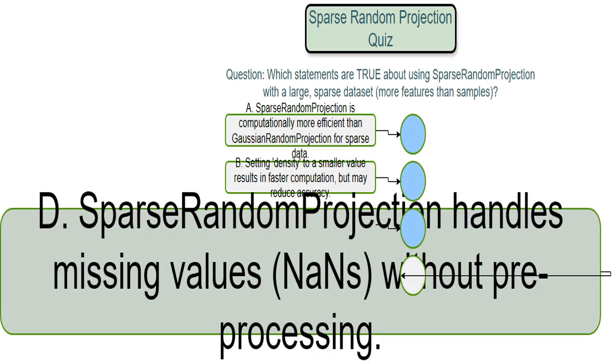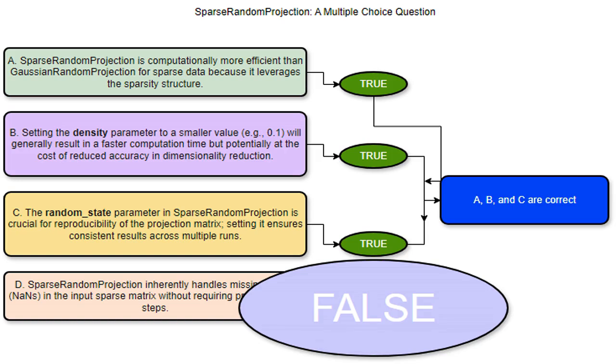This statement is false. SparseRandomProjection doesn't automatically handle missing values, NaNs. You must pre-process your data, for example, by filling in or removing those missing values, before using SparseRandomProjection. I found statement D to be false because it doesn't automatically handle missing values. You need to pre-process your data. First, either fill in the missing values or remove rows or columns containing them.